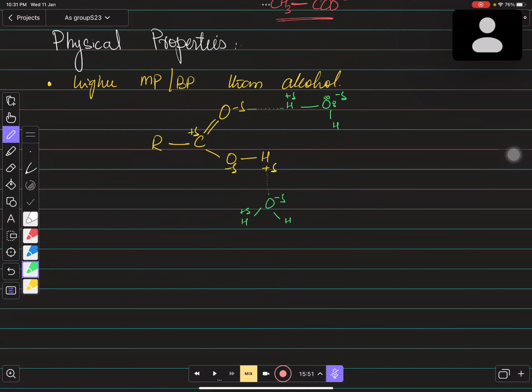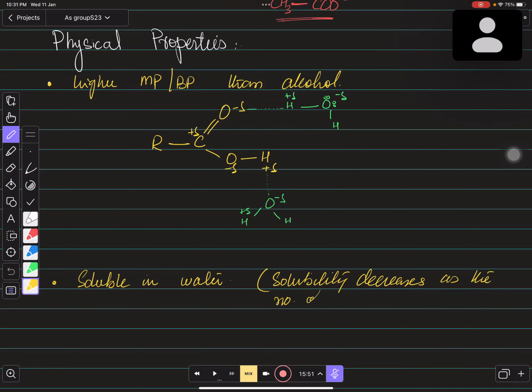Yes, sir. And also the solubility, we know that solubility is going to depend on the hydrogen bonding with water. So you can say that carboxylic acid compounds are soluble in water. But you need to remember this, that as the number of carbons increases, non-polar behavior increases, and then the substance is no longer soluble in water. So solubility decreases as the number of carbons increases in the chain.